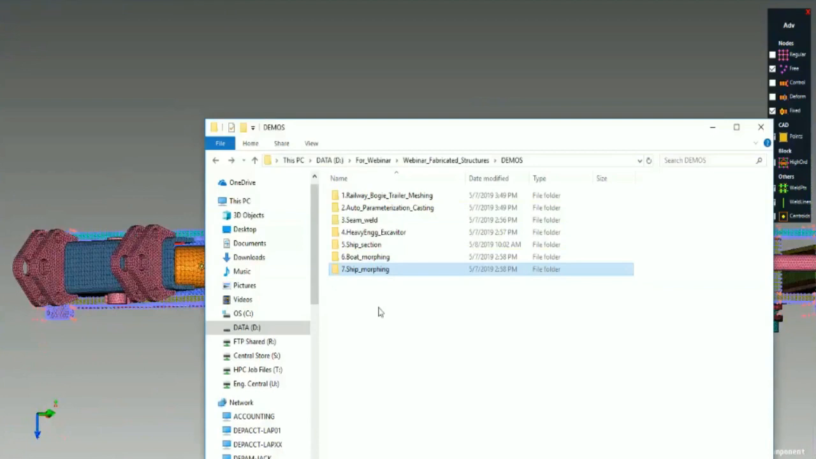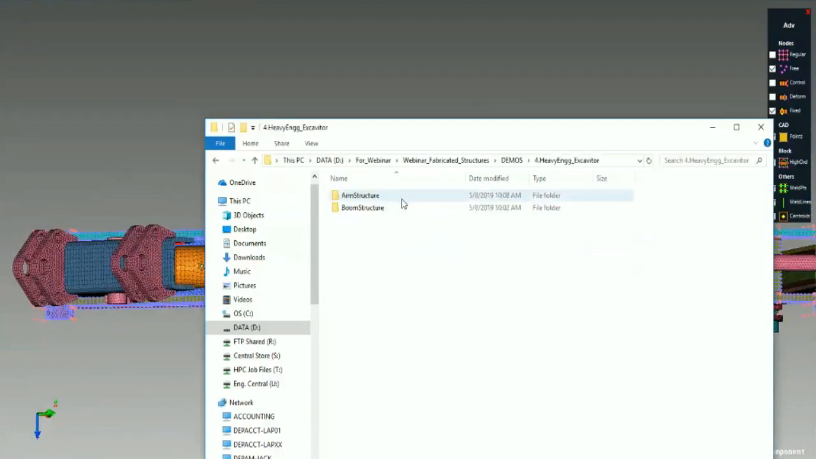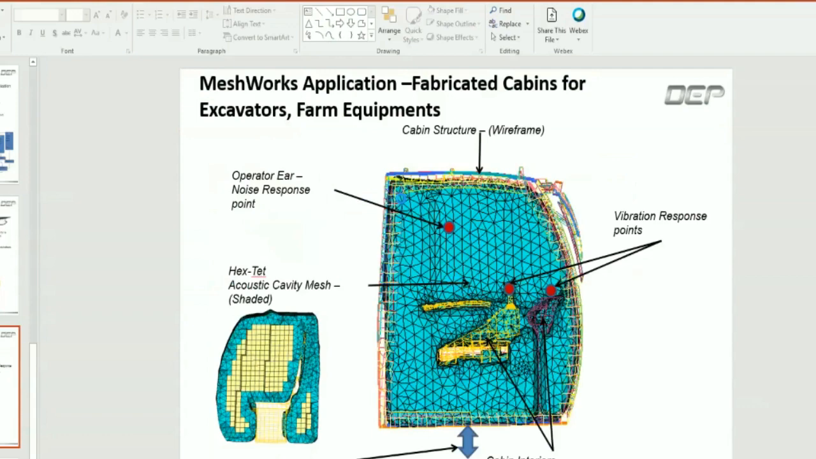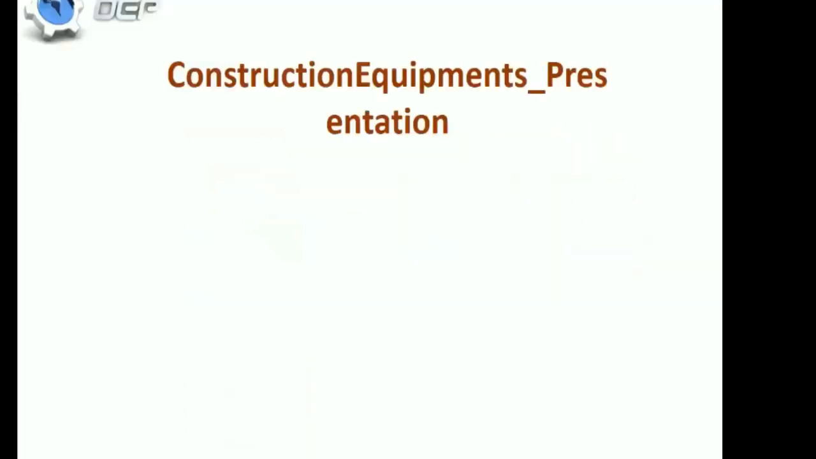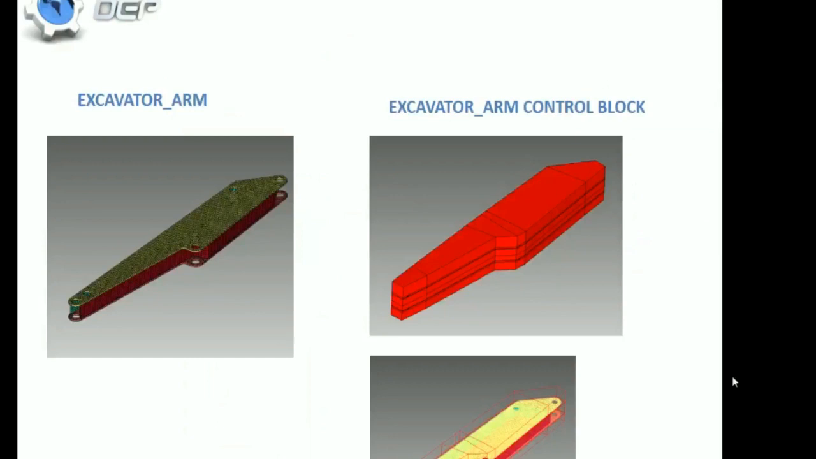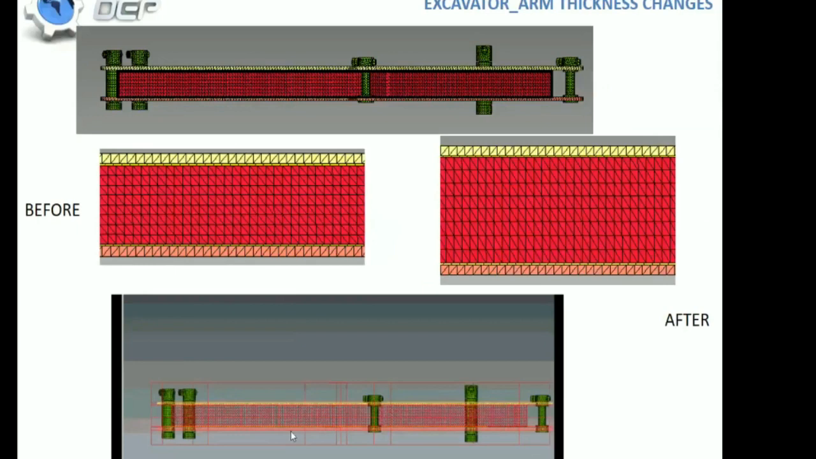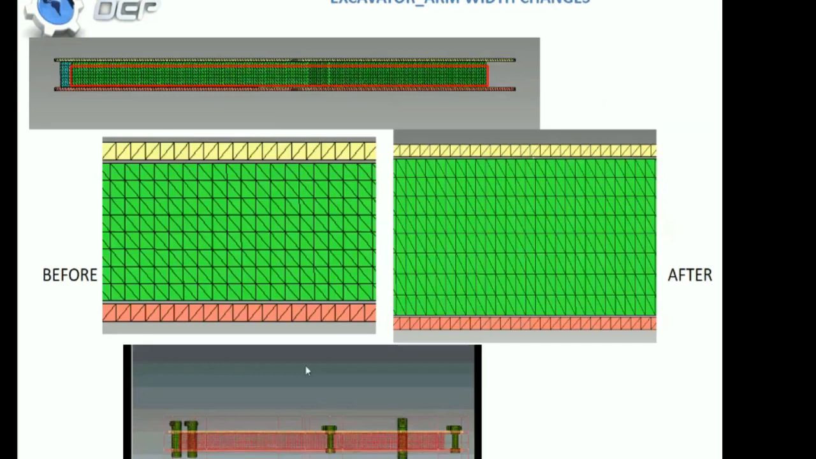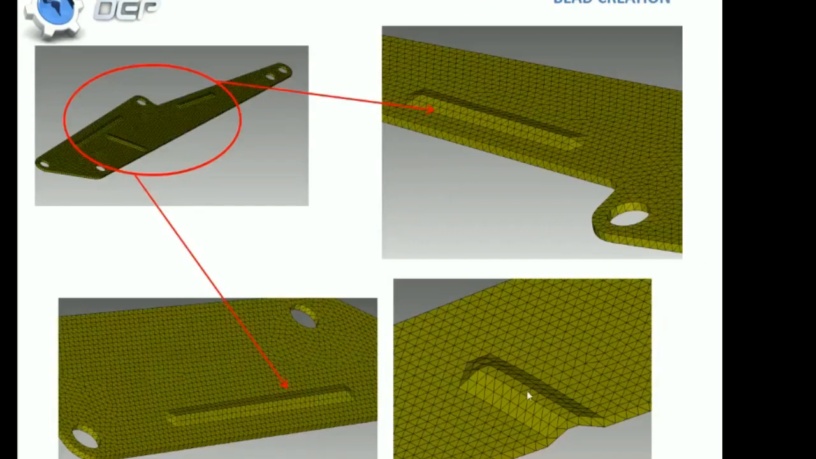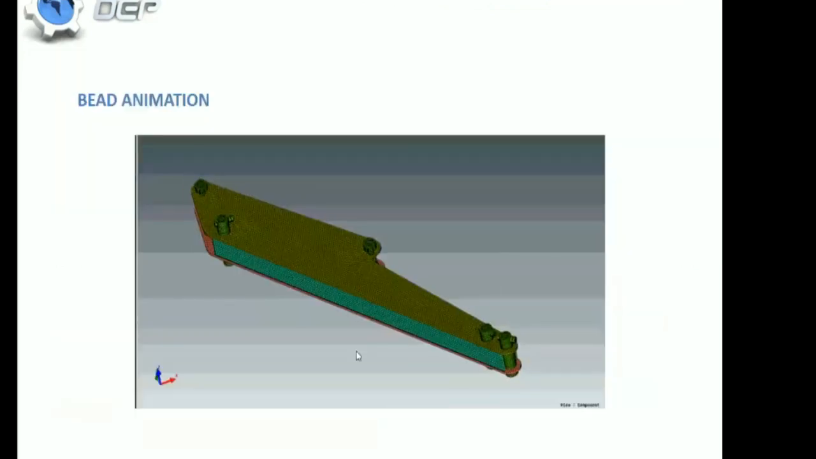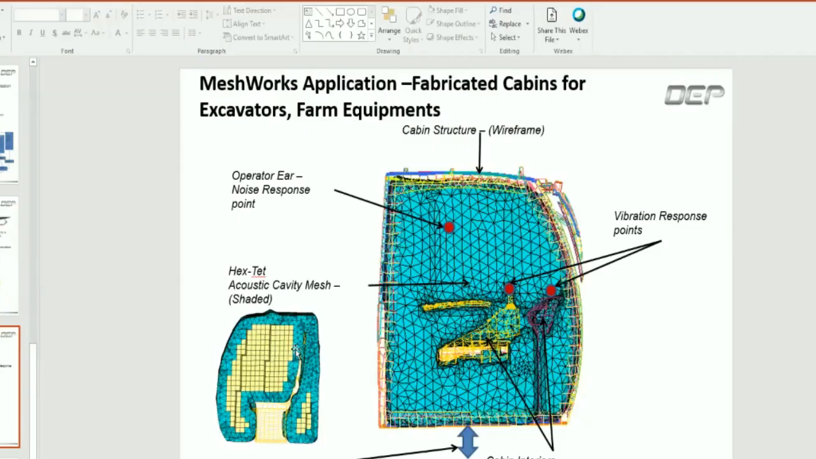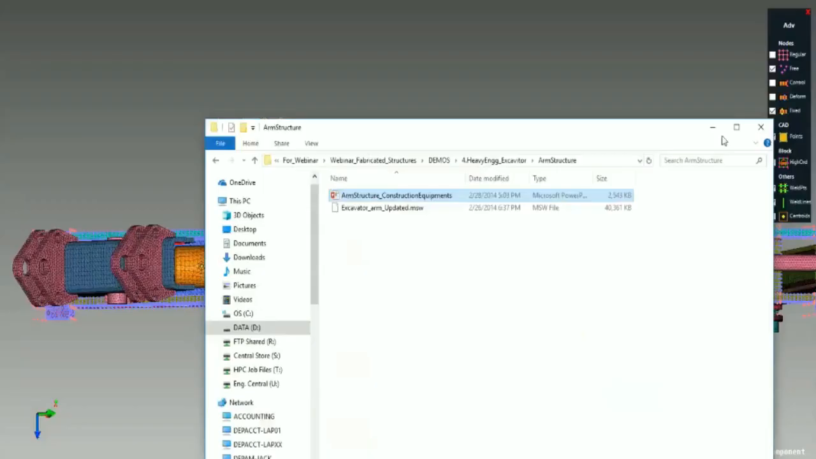Similarly, for the arm, we can create control blocks, and if you see this animation here, we can vary the thickness of these walls, and we can increase or decrease the width of this member, and we can add beads for stiffness in the local regions. With very few inputs we can create those parameters.